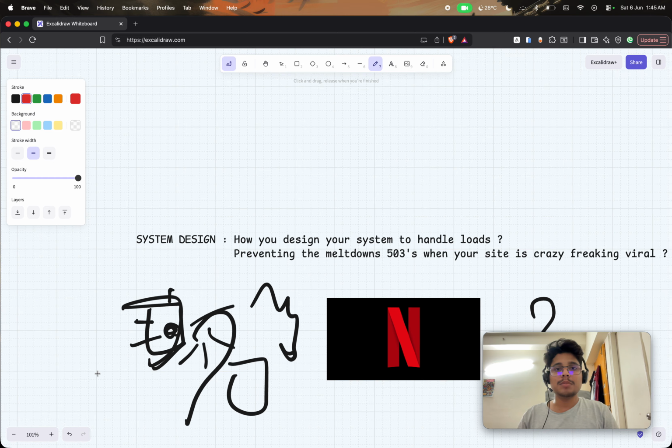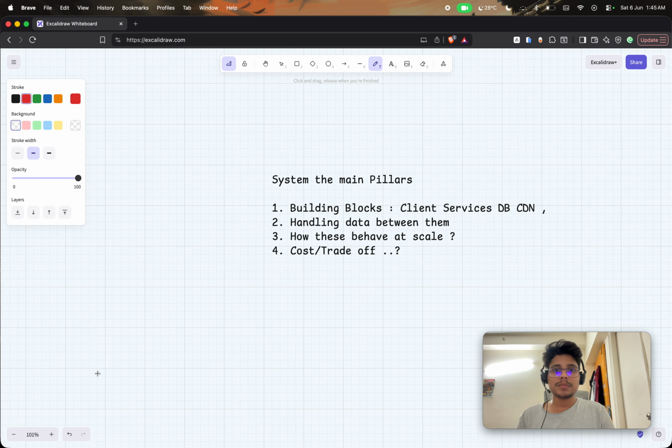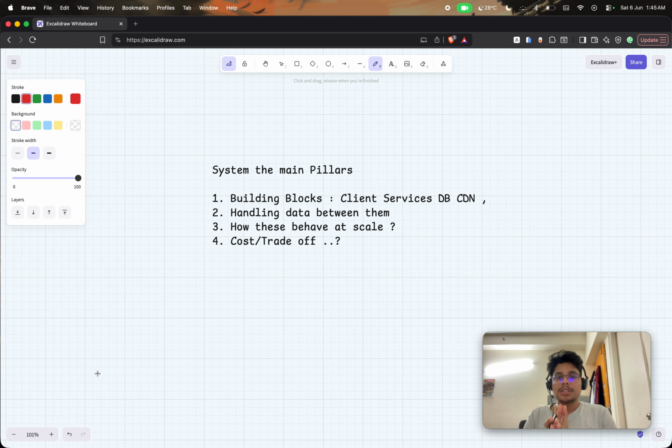Okay, so let's move on. Why system design is important, let's move forward. What is it actually? I want to talk about some of system design's main pillars. What are the main pillars?